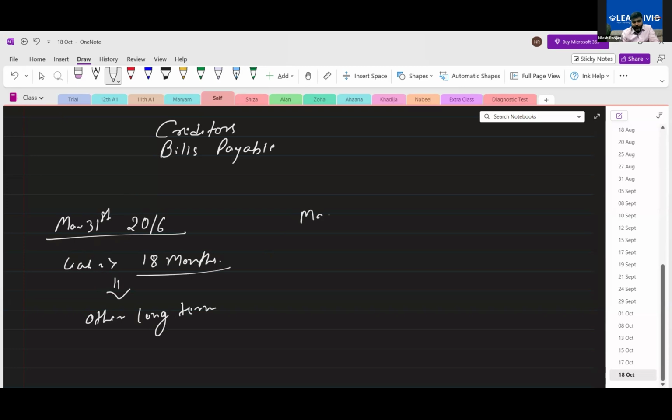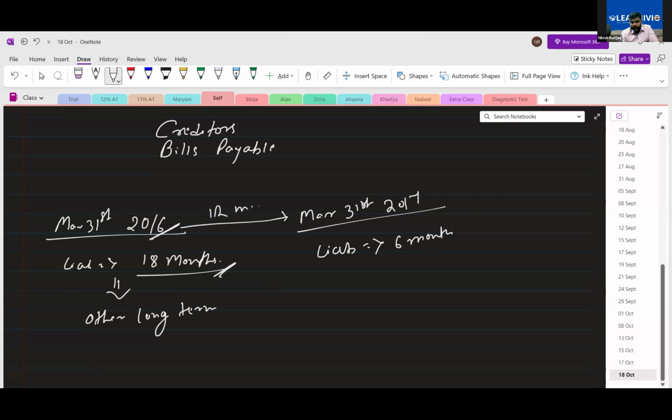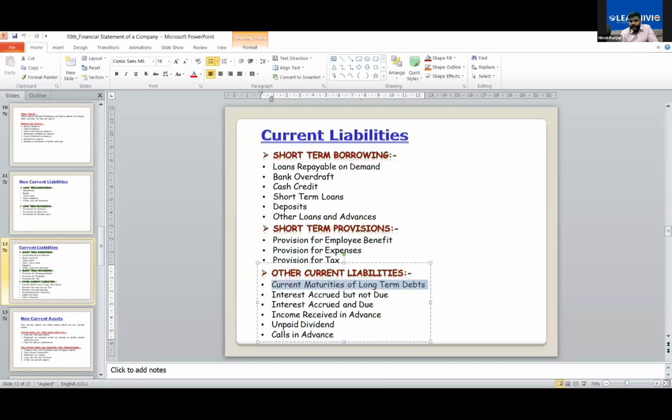Now, the same liability on March 31st, 2017 will be payable after 6 months, because in 2016 it was 18 months. Now after 1 year, 12 months have already passed. So 18 months minus 12 months leaves 6 months. So it will become a current liability. That is written here: current maturities of long-term debts.